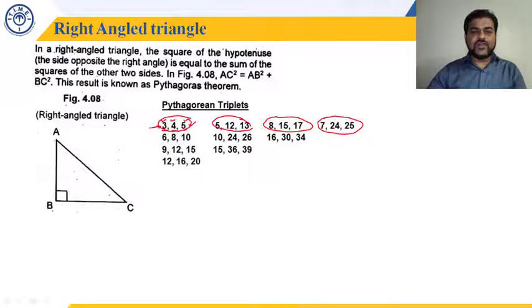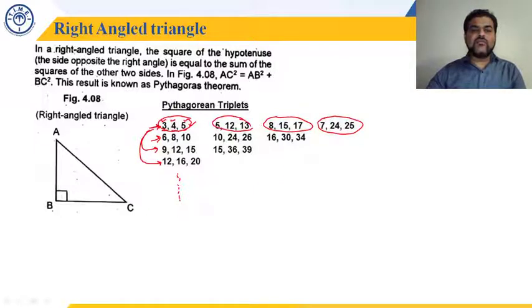Now see, if 3, 4, 5 are Pythagorean triplets, then if you multiply all of them by 2, I'll get 6, 8, 10. That is also a Pythagorean triplet. If I multiply all of them by 3, I'll get 9, 12, 15. That is also a Pythagorean triplet. If I multiply all of them by 4, I'll get 12, 16, 20. That is also a Pythagorean triplet, and so on. We can generate a lot of Pythagorean triplets here.